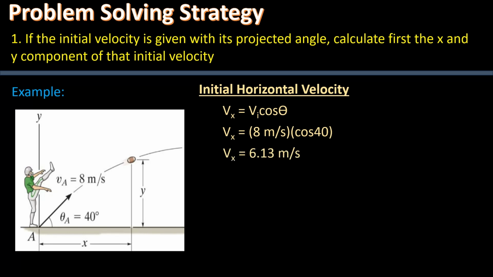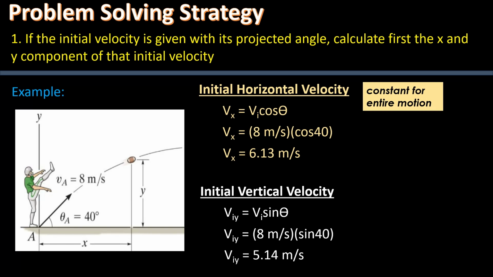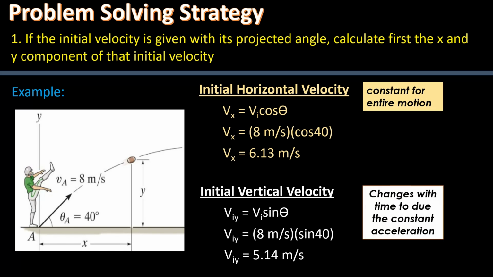We label the horizontal velocity as Vx and not V sub i because it's constant for the entire projectile motion. For the vertical velocity, we label it as V sub i because it's the initial vertical velocity, and it changes as it moves along its path. The velocity decreases as the object moves upward and increases as it moves downward.